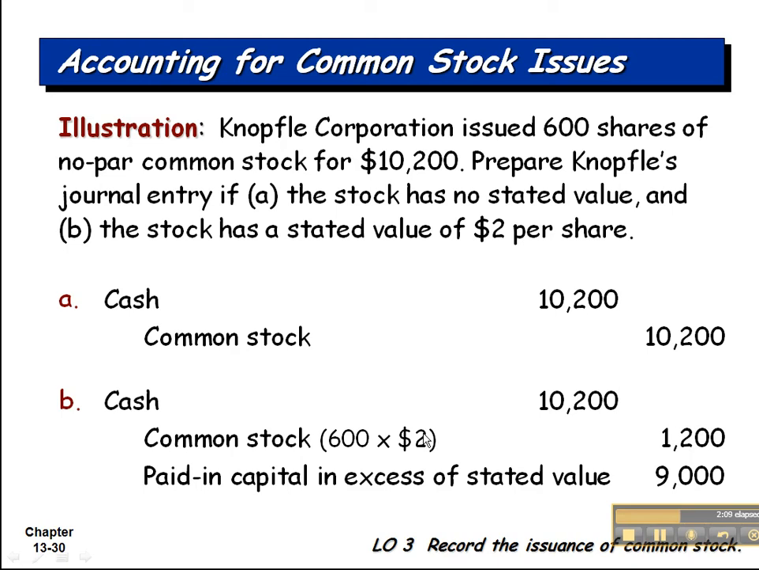For the second one, for B, since we have a stated value of $2 per share, remember the stated value is going to be credited to the common stock. So we're going to have 2 times 600 shares, which is $1,200. And basically we're going to get 10.2 because it states that in the problem. And again, that difference between the cash and the common stock is paid in capital in excess of stated value. So again, this number is going to be a plug number.